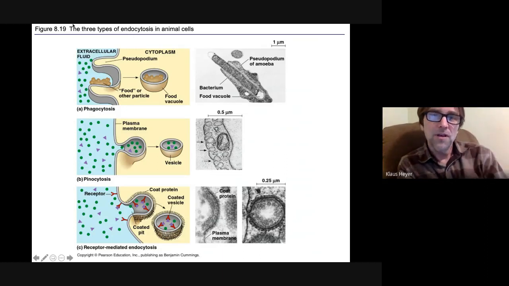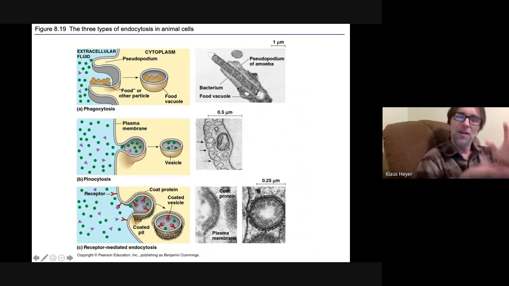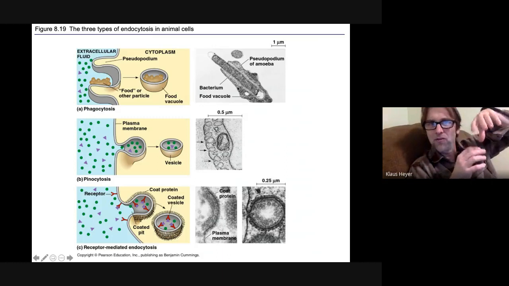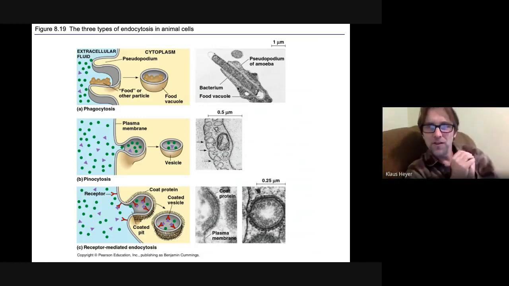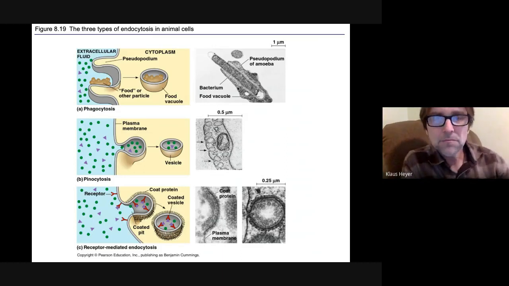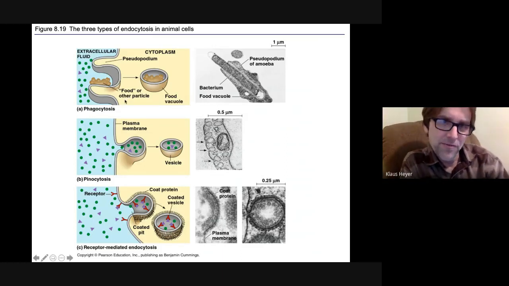How can we do it? Well, one way is that you just eat it. So here's an amoeba eating a bacteria. You can kind of see what happens. It makes these little pseudopods, it surrounds it and engulfs it and drags it in. So that's called phagocytosis. Phago meaning eat, and cyto meaning cell, cell eating.